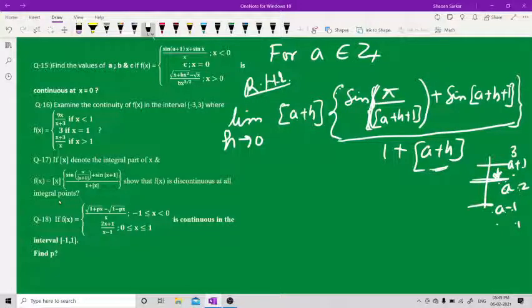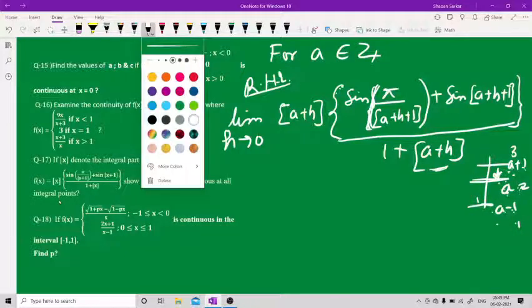So between a plus 1 and a, it will come to a. Between a and a minus 1, it will come to a minus 1. So this is the idea. Now we are between a plus 1 and a.